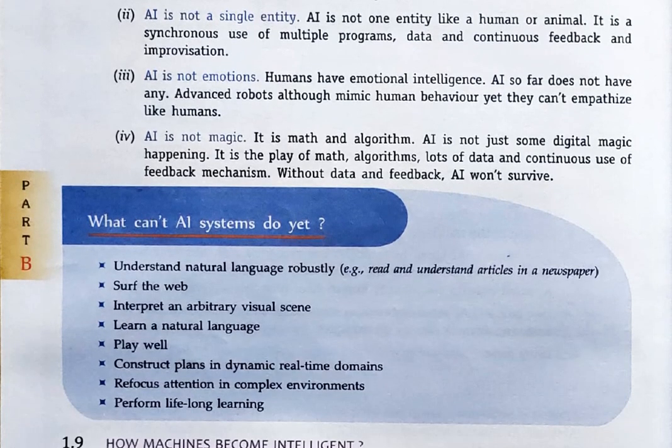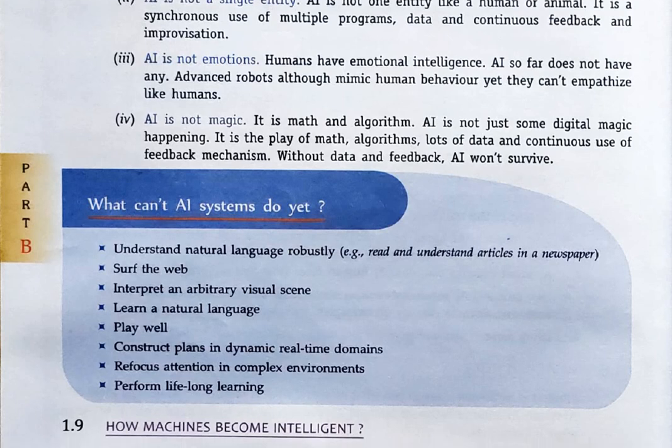So let us see what AI systems can't do. The first point is they cannot completely understand natural language. Natural language means the languages that we speak, like Hindi, English, Sanskrit. These are the natural languages. Surfing the web is a bit of a problem.